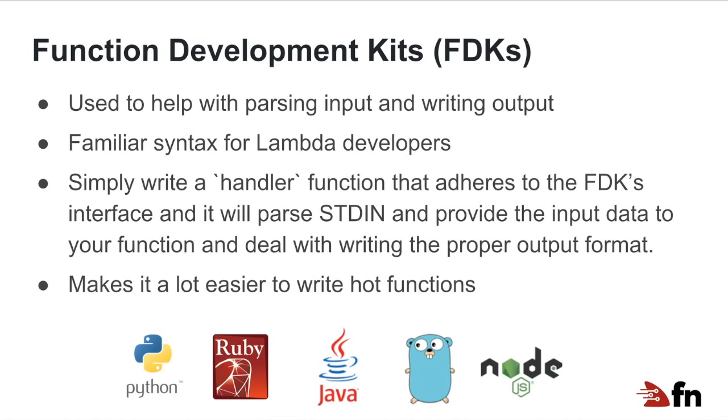The syntax is familiar to Lambda developers for the languages that Lambda supports. You simply write a function that adheres to the FDK's interface, and it will parse the input and pass it in a nice object format, so you don't have to deal with any parsing issues. And same with the response.